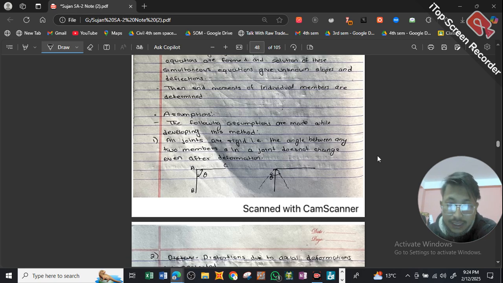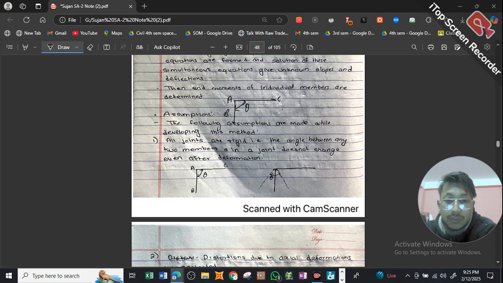All the joints are rigid, that is, the angle between any two members in a joint does not change even after deformation. So let's say some kind of deformation happens. As you can see, we have members A, B and C. Let's say they are maintaining a certain angle theta. Due to some external forces or moments, some kind of deformation is caused in them.